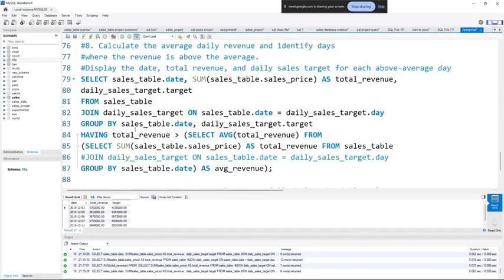Okay. So now he said where the total revenue that you calculated from here is higher than that average that we calculated. Where is the average that we calculated? Look at it here. So where the total revenue is greater than what? The average. So they want to see those days. They want to see the sales price, and they want to see the sales target for those days.